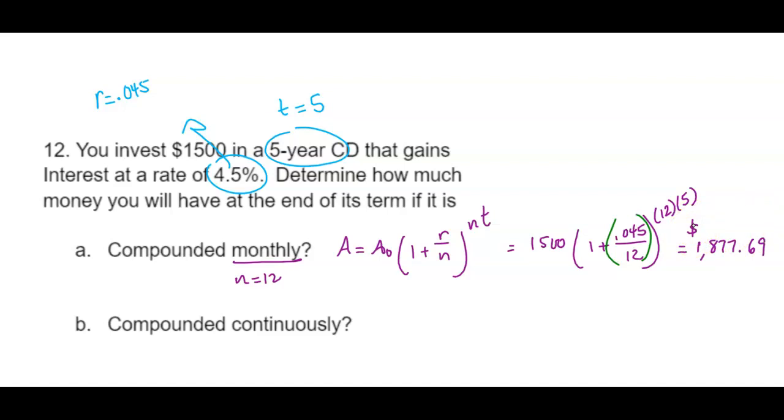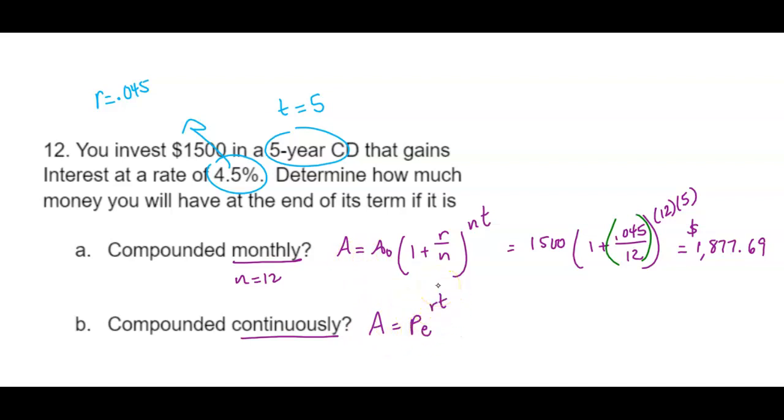Now, the second scenario is okay, same setup. We still have 1,500, still 4.5%. But what is the value if we do it continuously? So if it uses the word continuously, not monthly, not daily, not yearly, still compounded, but continuously, you're using the PERT formula, which is A, final value, equals initial, which is the same as principal, P times e raised to the rt.